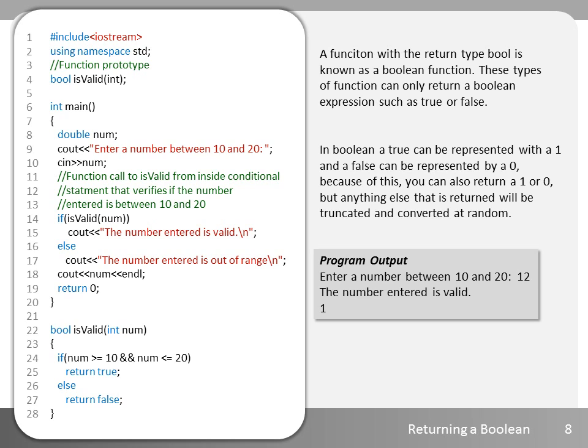On line 8, we declared num, a variable type double. Then the user enters a number between 10 and 20. For this example, the number 12 was chosen. On line 14, there's an if conditional statement with a function call to isValid inside. The program goes to line 22, a Boolean function. Now Boolean functions have data return type bool, as you can see in the function prototype and function header.